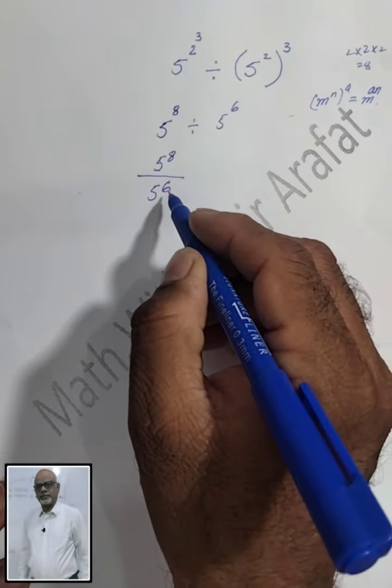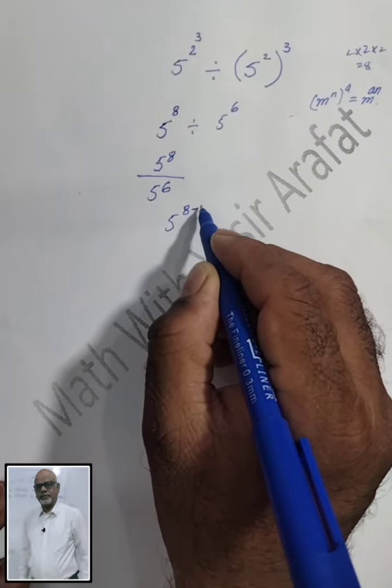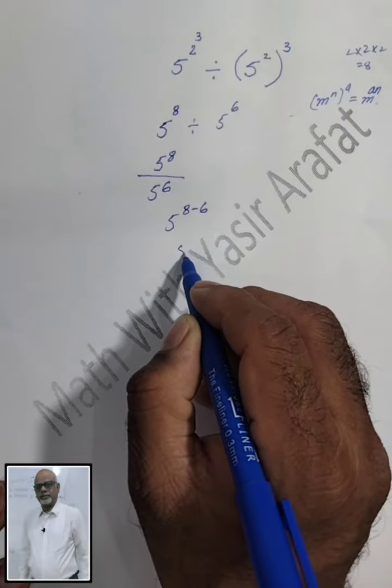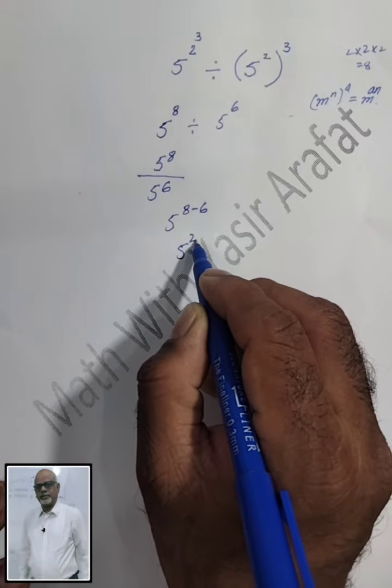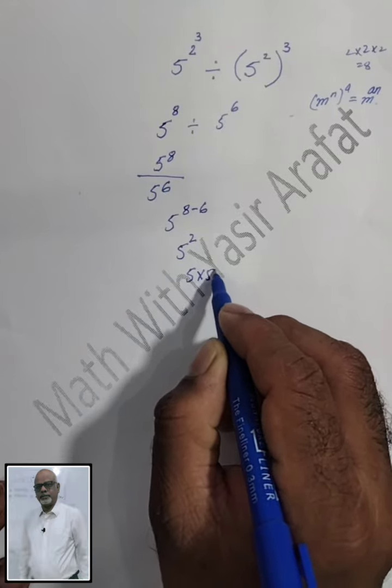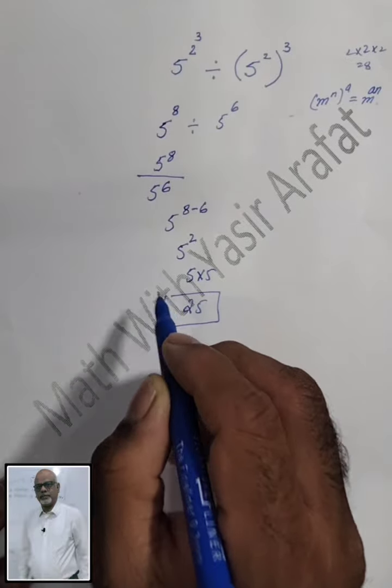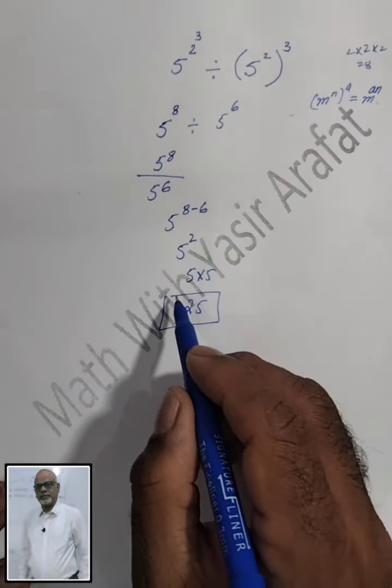Now we have to shift this 6 to the numerator, so that will be 8 minus 6. 8 minus 6 means 2, and 5 power 2 means 5 multiplied by 5, that is equal to 25. So the answer of this question is 25.